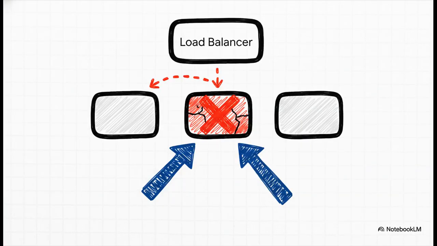The second big payoff is fault tolerance, or you could call it resilience. So what happens if one of our EC2 instances has a problem and just fails? Well, in the old single server world, your website would just be offline. But here, the load balancer is smart enough to see that an instance is unhealthy. It just stops sending traffic to it and reroutes everything to the remaining healthy ones. For the user, absolutely nothing changes. The site just stays online.